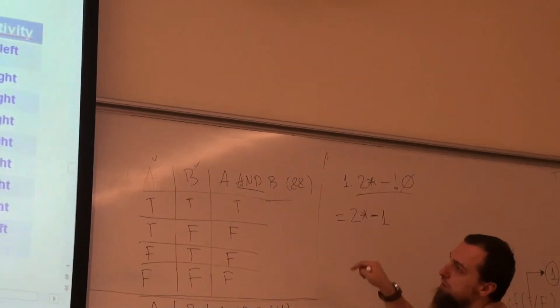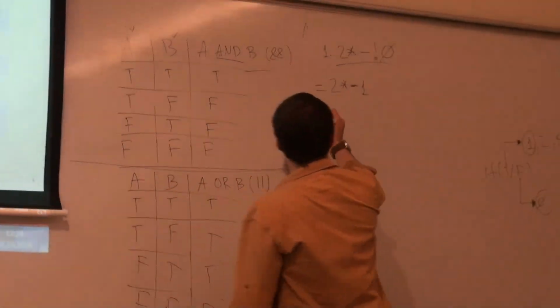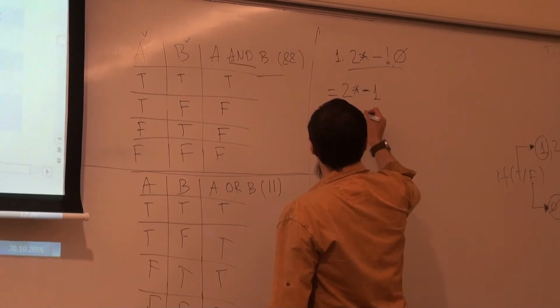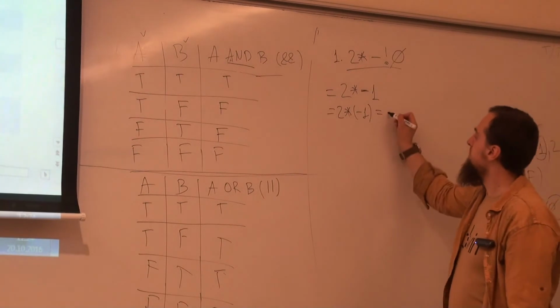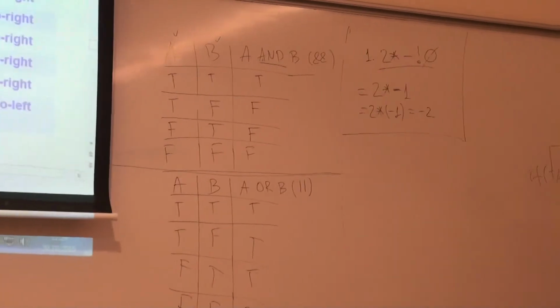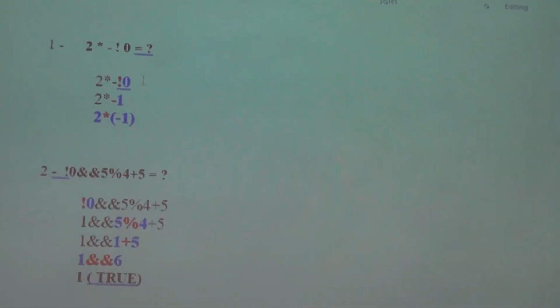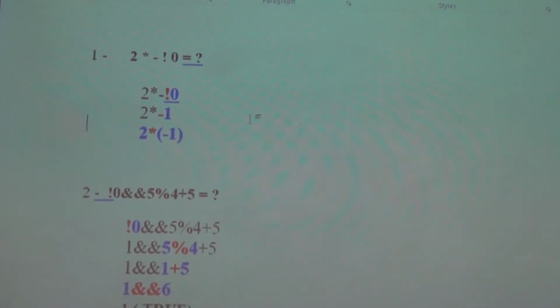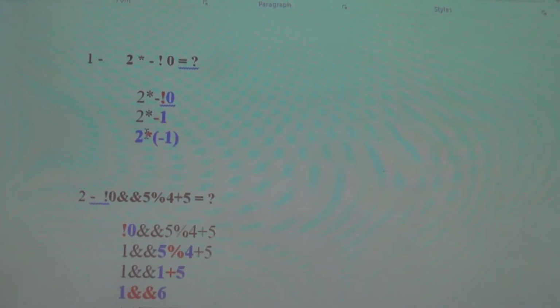Also right to left. Then we have the minus sign. This is not subtraction, this is the minus sign. That's why this is going to be evaluated as 2 multiplied by minus 1. And how much is this? Minus 2. Exactly. This is it. So here is how it works. Precedence. With red color, you have those operators that have the priority, the precedence. So we have the exclamation mark, the logical not, then the minus, then the multiplication.